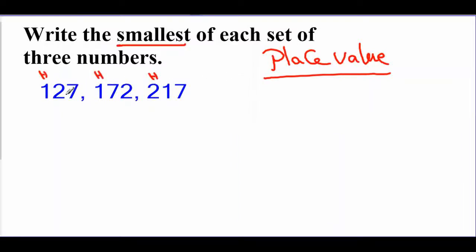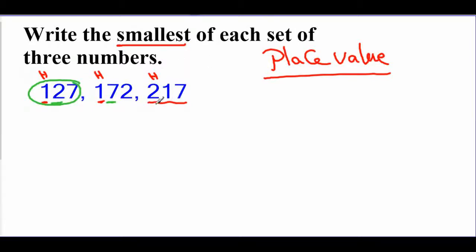The smallest number in the hundreds place is 100, but I have another number that has 100 here also. So these two numbers are smaller than this number. How can I find the smallest between these two numbers? After comparing the hundreds, they are equal in hundreds. Now I have to move to the tens to compare the tens. Here I have two tens and here seven tens. Of course, two tens is 20 and seven tens is 70. So this number is the smallest because it has two tens. So 127 is the smallest in this group of numbers.